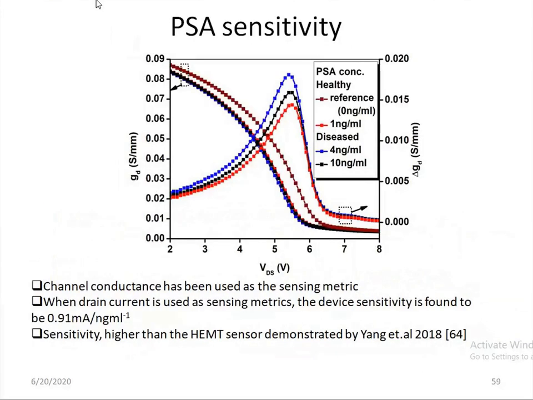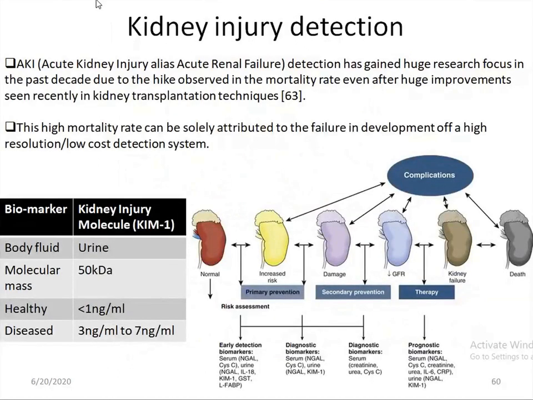So here also we have checked our sensitivity. We were again getting higher sensitivities of about 0.91 milliampere per nanogram per milliliter increase in the concentration of this particular biomarker. Again, we have tested it for kidney injuries also. With kidney injury, we can find that complications increase as we move to the heavier levels of injury. So if we can find it at a very low level or at a very primitive level, we can go for proper treatment. As a result, death due to kidney injuries can be completely eliminated.